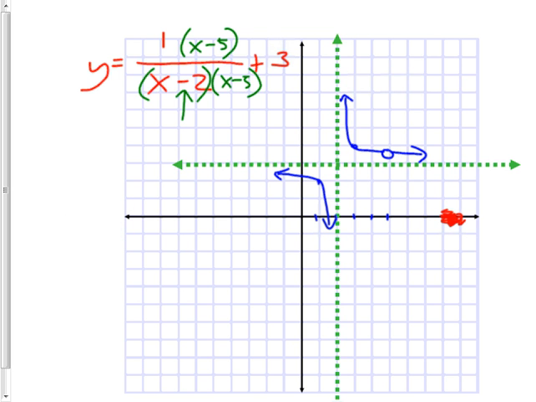Yes, sir? 1 times anything just makes it disappear, so that 1 is optional.